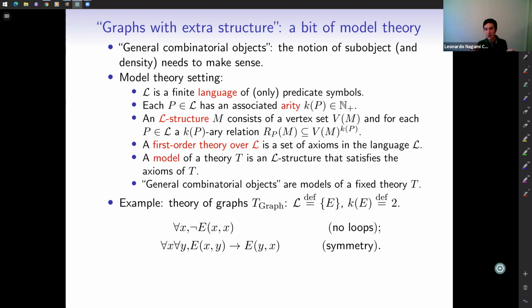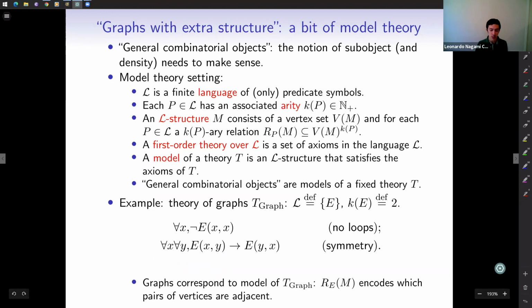Now, if the predicate symbol is going to encode the adjacency relation, these are the axioms that we want our theory to satisfy. If I give you a vertex, it's not adjacent to itself. So I'm going to assume simple graphs, no loops. And if I give you two vertices, if x is adjacent to y, then y is adjacent to x. Now you can see that with these definitions, graphs correspond to models of this theory, because a graph is nothing more than some vertex set and then a set of pairs.